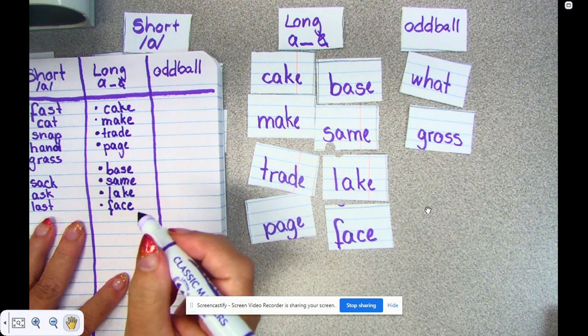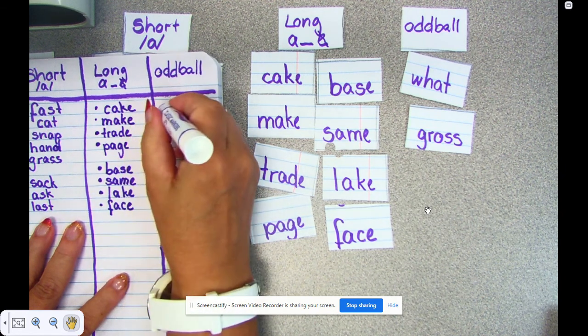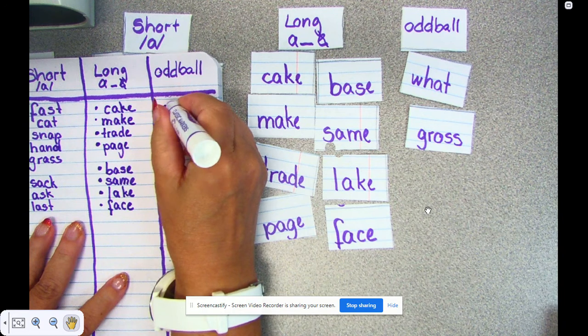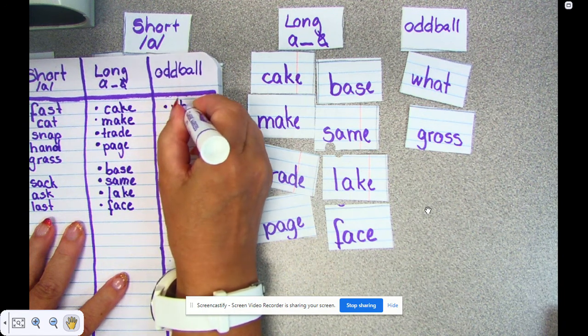What? Oh yeah, there's that long, weird A, and it does not have an E.